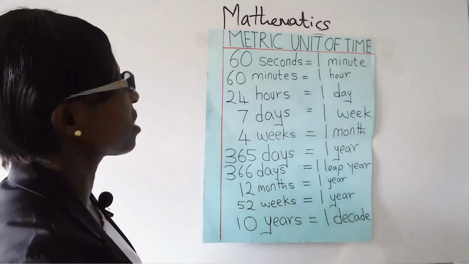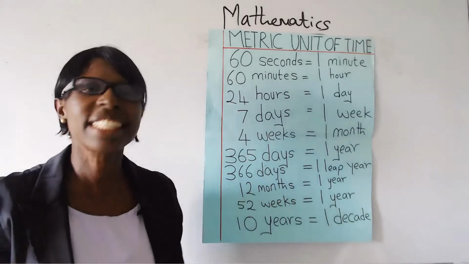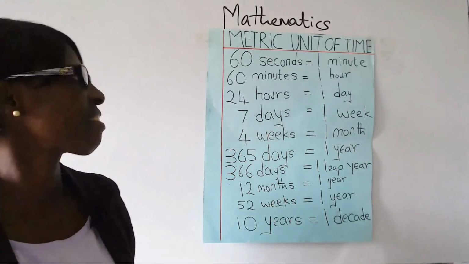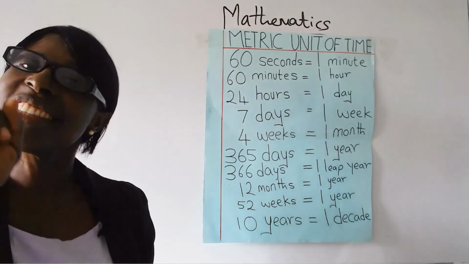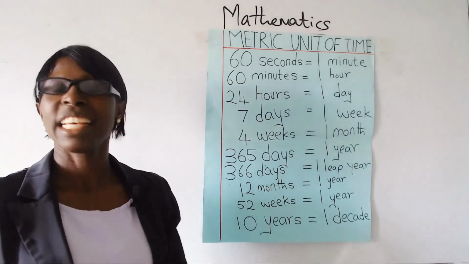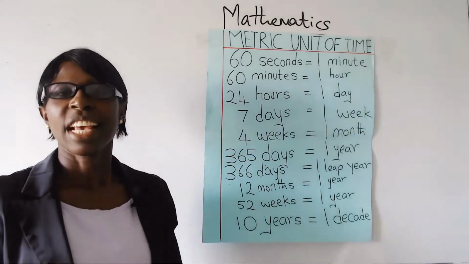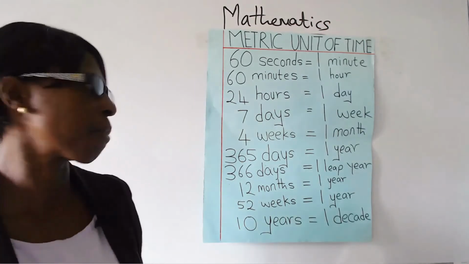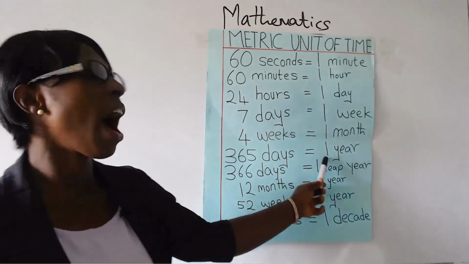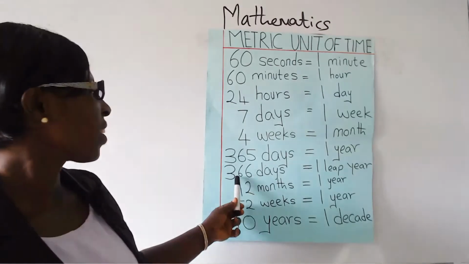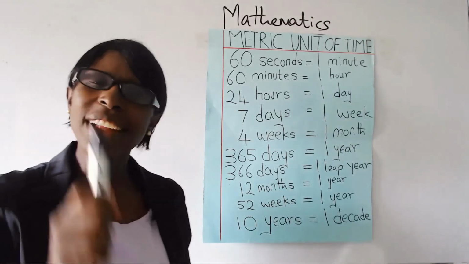Now let's look up. 60 seconds is equal to 1 minute. 60 minutes is equal to 1 hour. 24 hours is equal to 1 day. 7 days is equal to 1 week. 4 weeks is equal to 1 month. 365 days is equal to 1 year. 366 days is equal to 1 leap year.